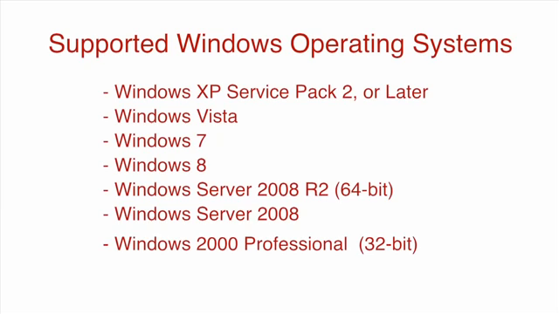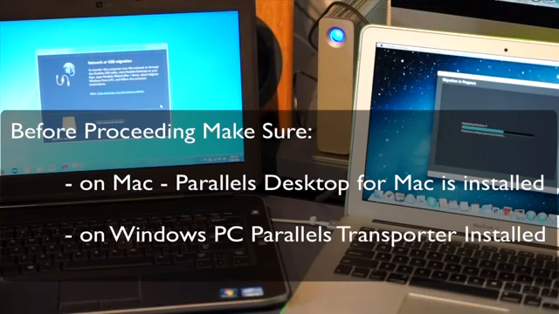To use Windows Transport, you must have a Windows PC running one of the following operating systems. On your Mac, make sure you have Parallels Desktop for Mac installed, and on your PC, make sure you have installed the Parallels Transporter agent.